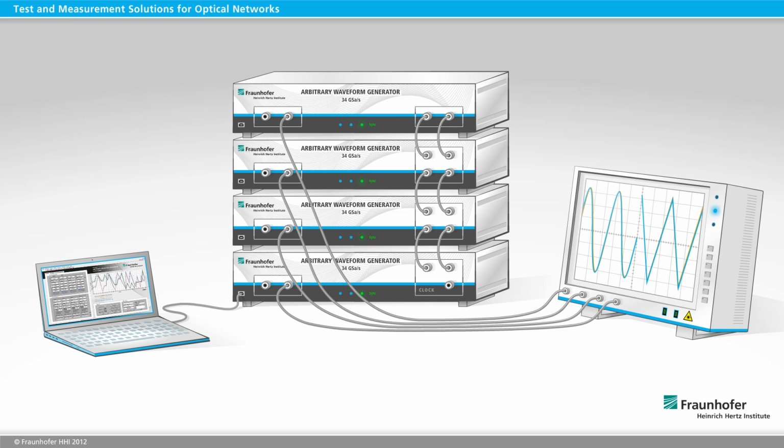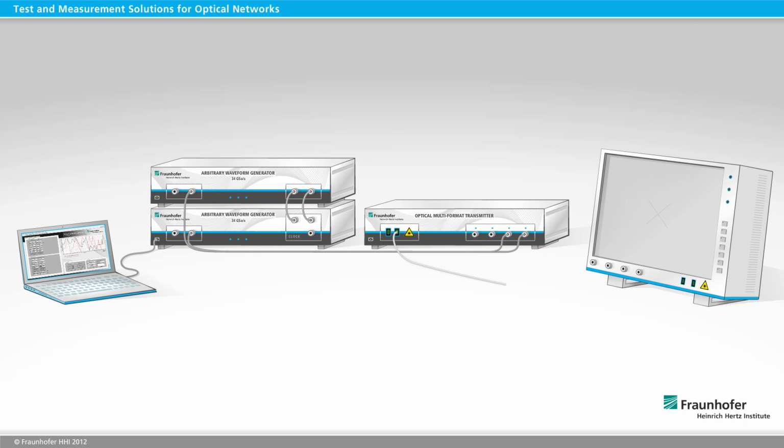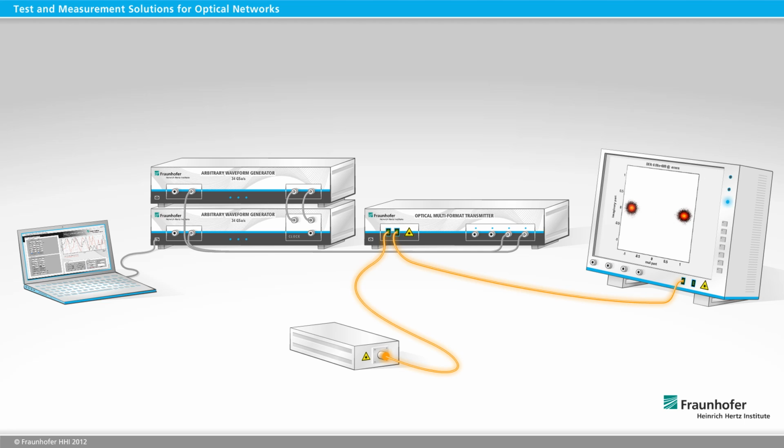As an add-on to the electronic AWG, the Optical Multi-Format Transmitter serves as an optical front-end with high bandwidth. It comes in both a single and a dual polarization version. The transmitter transforms the electrical signals into optical signals by modulating external laser sources.